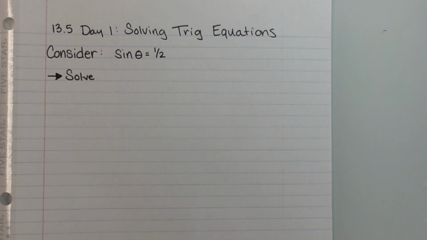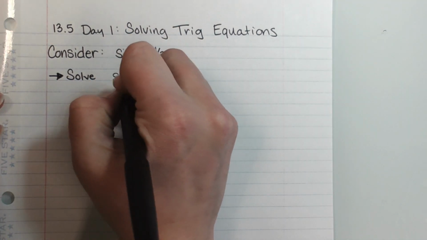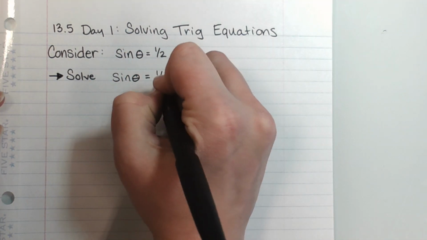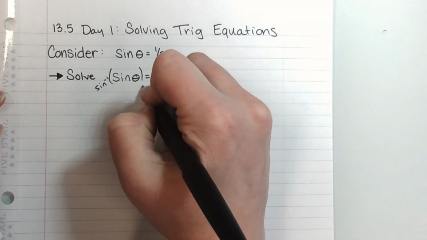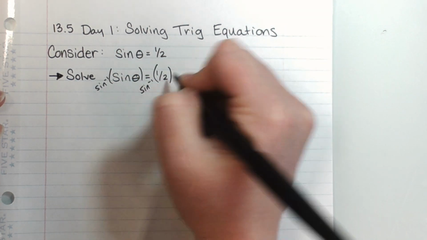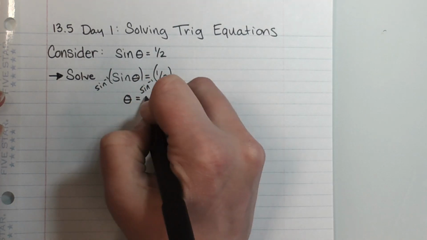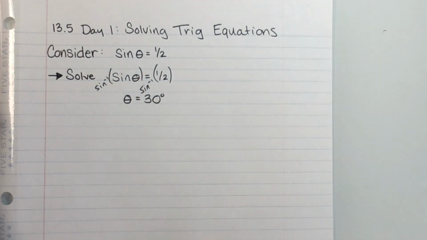Yeah, you do. We did this way back in 12.1. Inverse trig. If I've got sine of theta as 1/2, I take sine inverse of both sides. I get theta as 30 degrees.